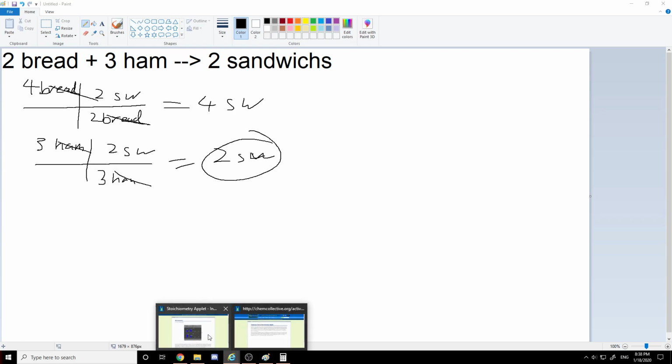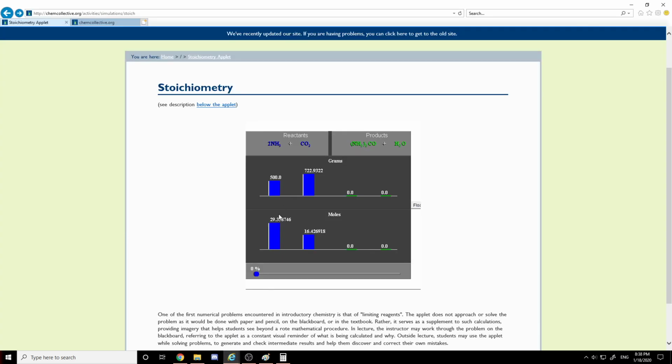So let's take a look at the simulation, right? This is essentially what is going on when we're doing these limiting reactant problems. So let's say we have some starting amount of, this is a reaction between NH3 and CO2, so ammonia and carbon dioxide, making some products. Doesn't matter what they are. So here's the bar at the bottom, where it's 0%, saying this reaction hasn't started at all. Okay. But look what happens when I start the reaction.